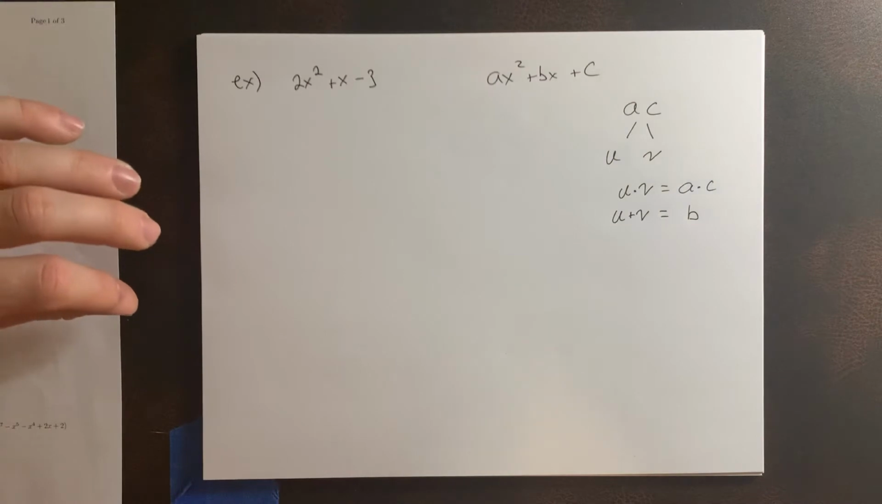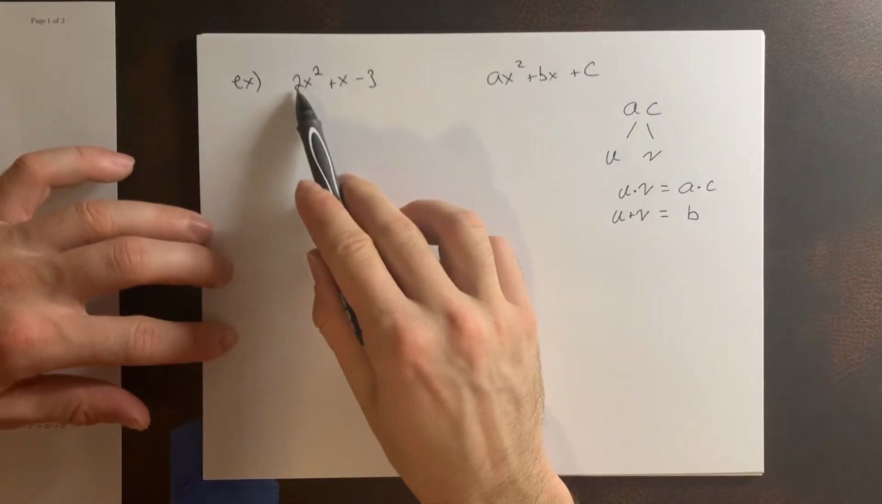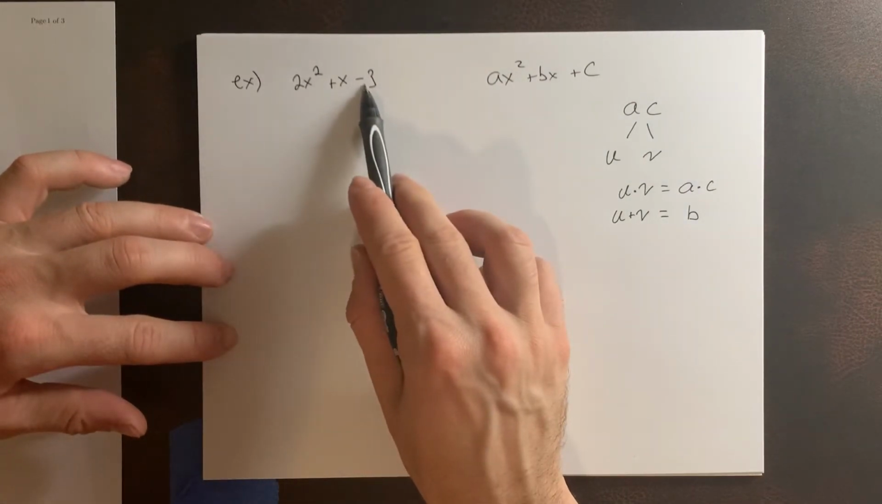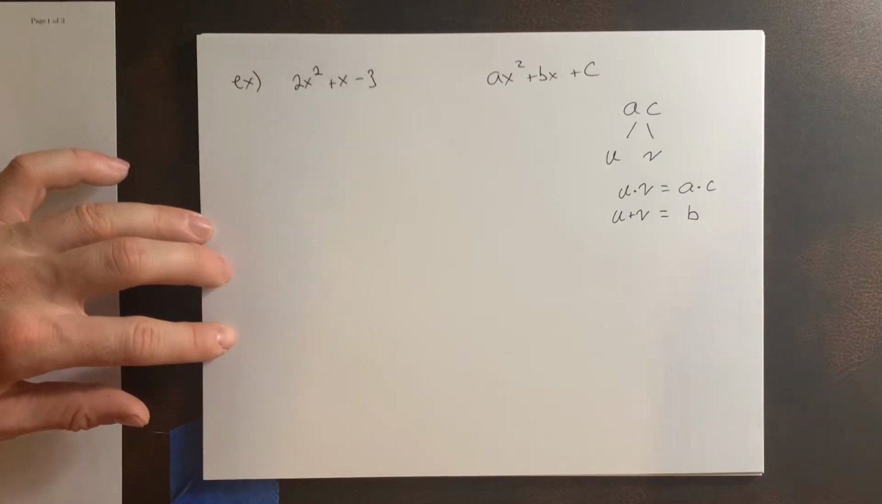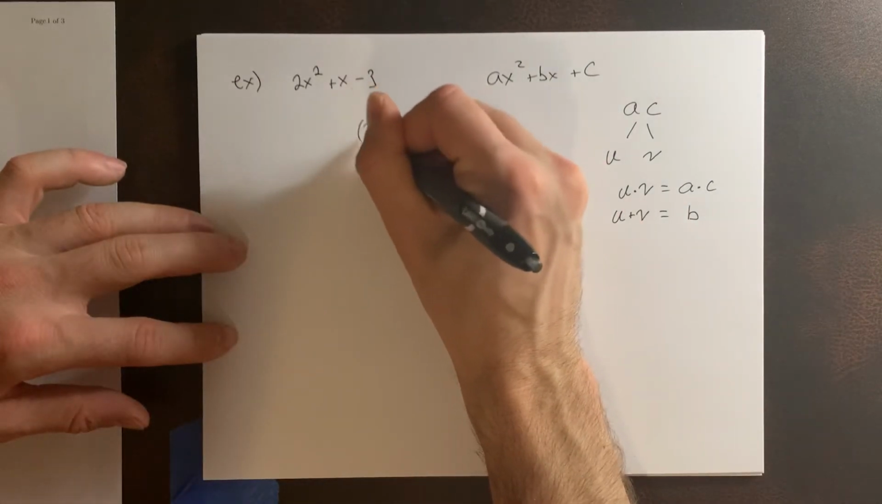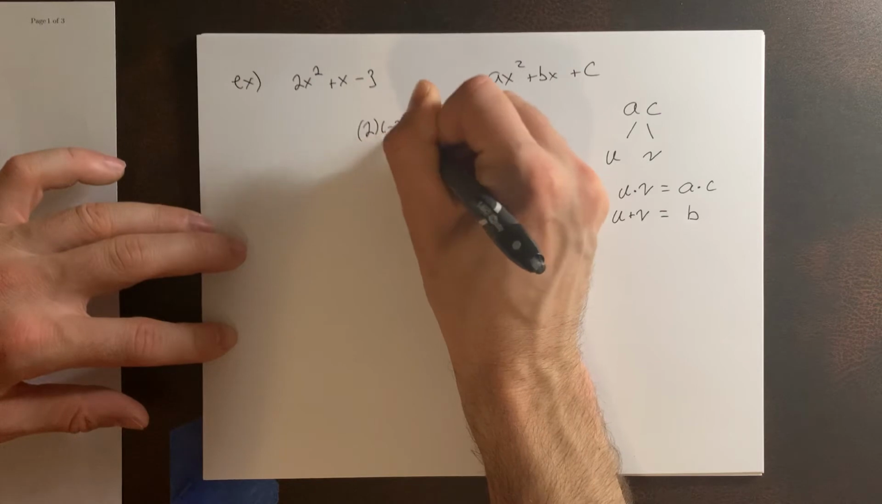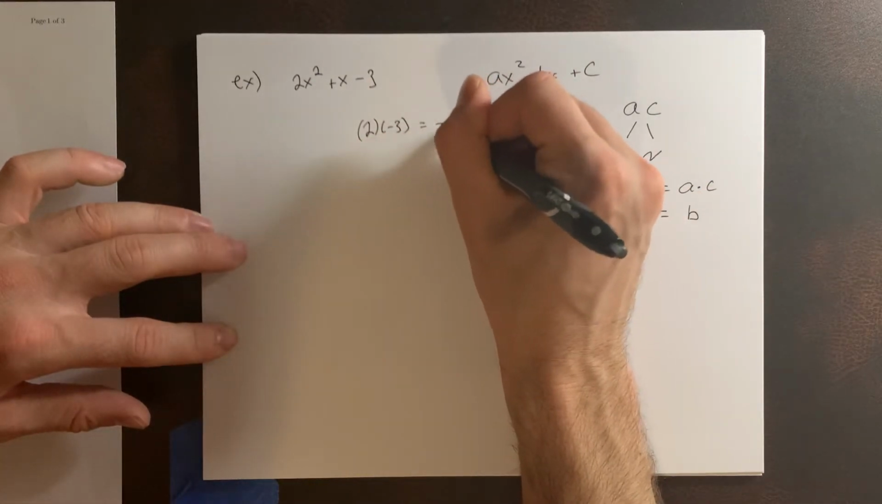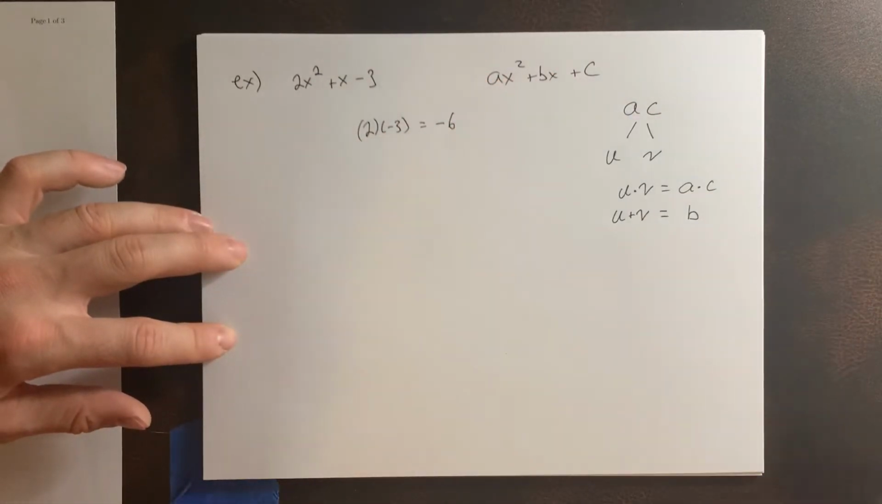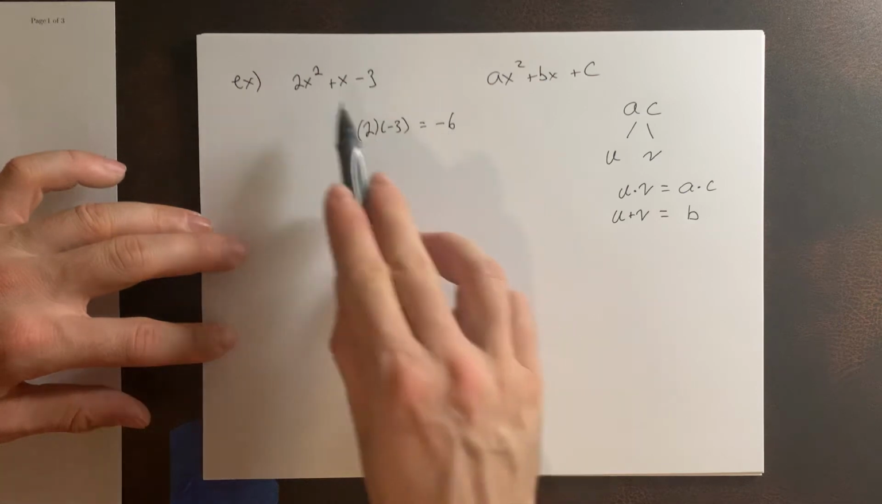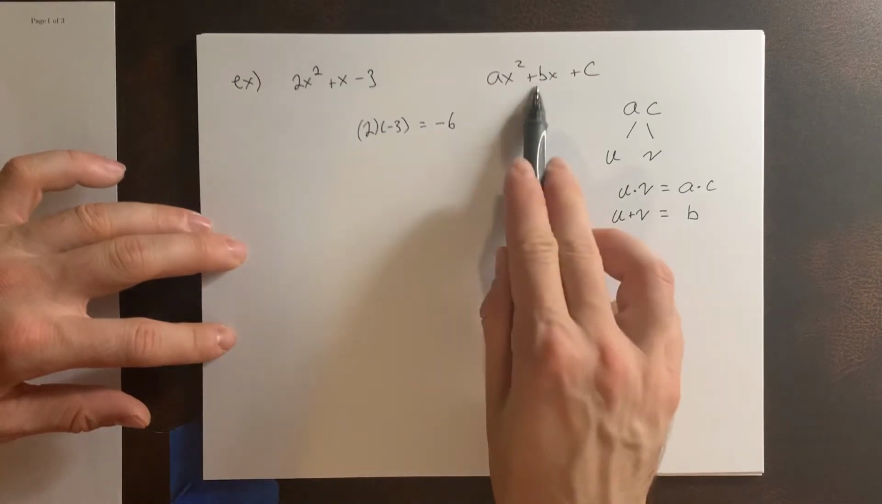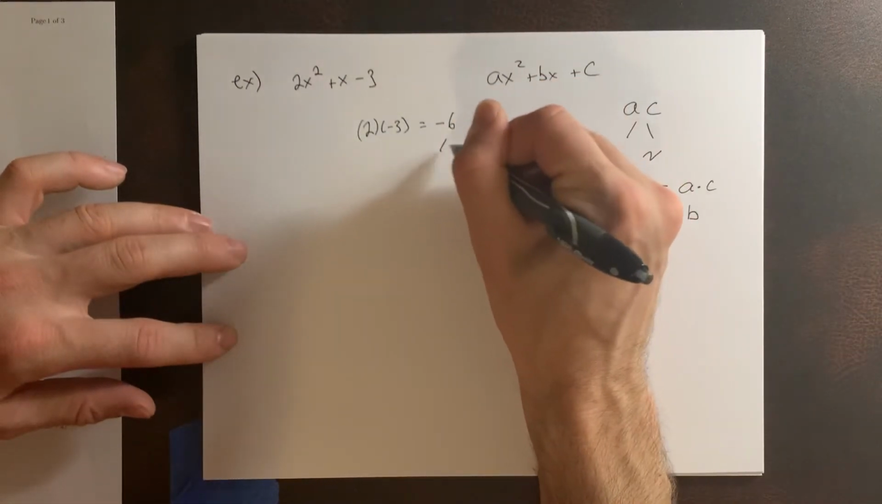Okay, so that's going to be the first step. So here, our a is 2, and our c is minus 3. So we're going to take those two numbers, 2 times minus 3, which equals minus 6. So now we want, what are all the numbers that multiply up to minus 6, but then they also need to add up to b, so this middle number. So what are the numbers that multiply up to minus 6?